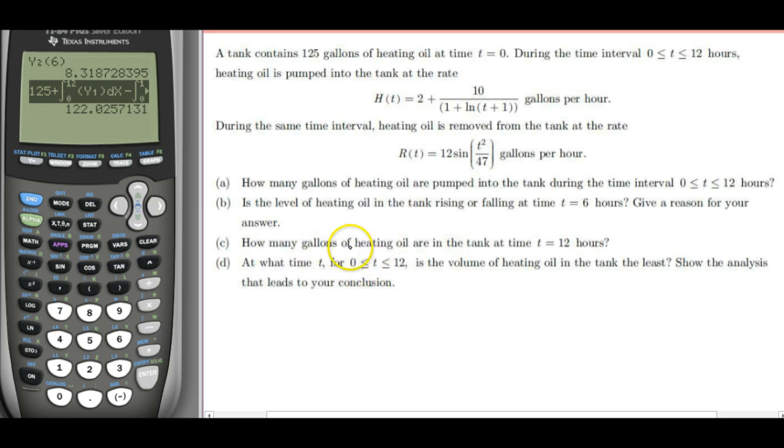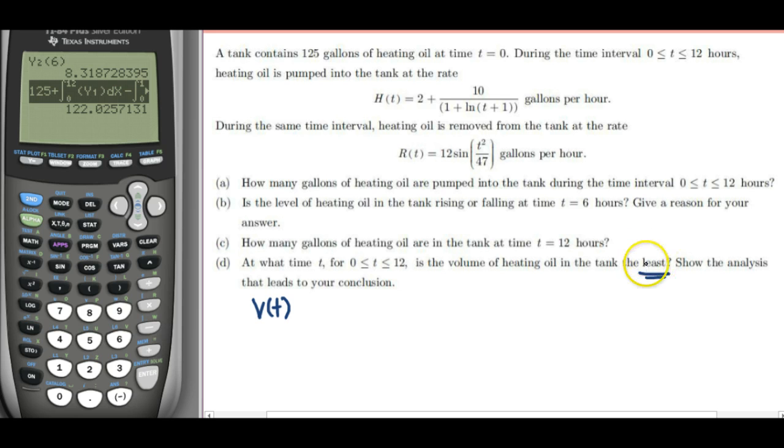So I'm figuring out what time the volume, or really the quantity of heating oil in the tank, is the least possible amount. So I'm trying to minimize the volume of the heating oil. Now, right now, what I have in terms of functions is the rate of change of oil entering and the rate of change of oil leaving. So I don't have a function right now that represents the total amount of oil in the tank at any particular time. But I'm pretty much going to have to write one. So I'm going to call that function v of t, so for the volume of oil in the tank. And once I write this volume function, I'm going to try to minimize it.